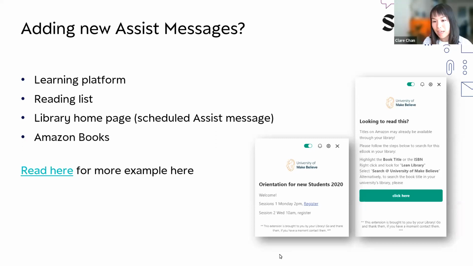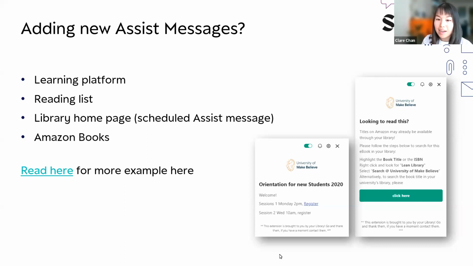add a message saying, for example, this is a bit old, but it's orientation for new students in 2023. And you can say welcome, we have session 1 at this place, session 2 at that place. So it just pops up for people on campus, and then they can feel like, okay, something interesting, I can just go and pop in and join that.